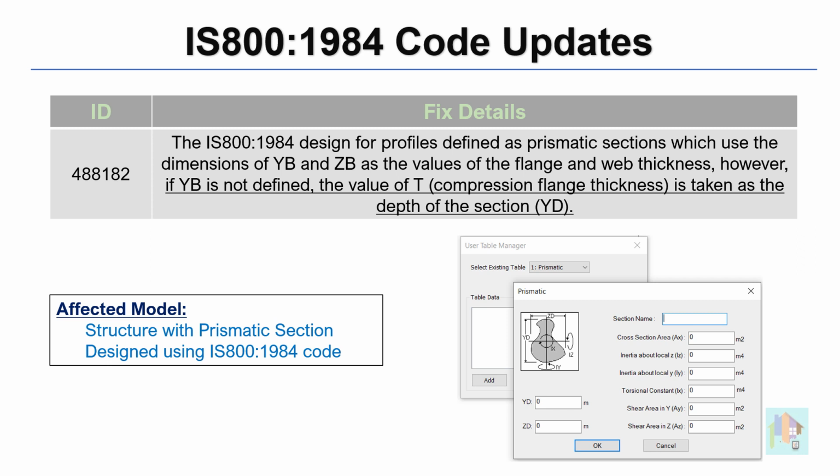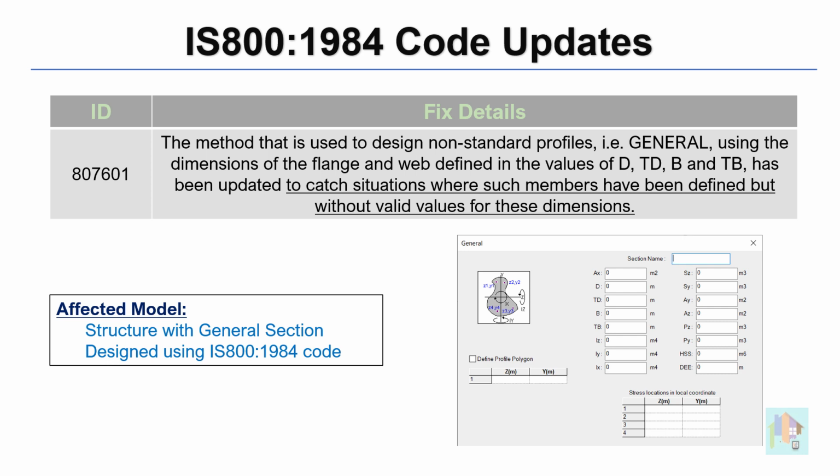If the YB value is not available, then the compression flange thickness required for bending stress calculation is considered as YD, which was not considered correctly in the earlier version. By the way, prismatic section design is not possible using the limit state method, as the section dimensions are not mandatory for this type of section. For a general section, as it is designed as an I section, if any of the I section dimensions D, TD, B or TB value is not available, then design is terminated with an error.